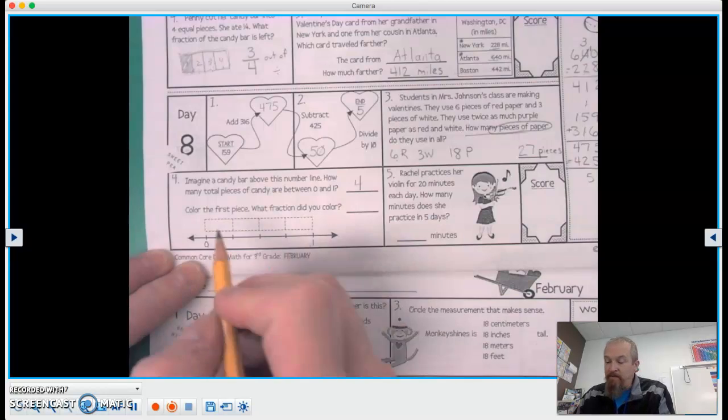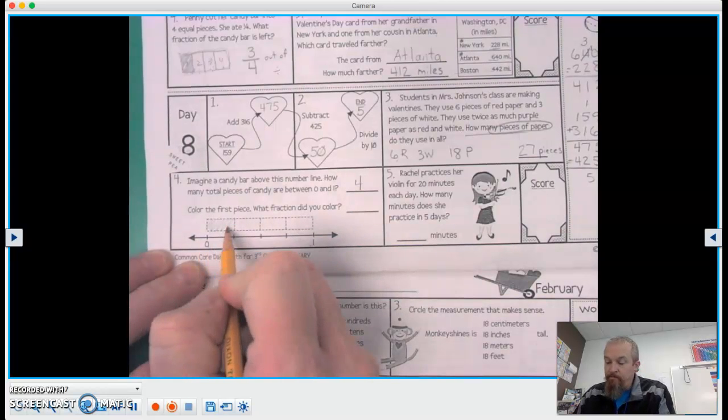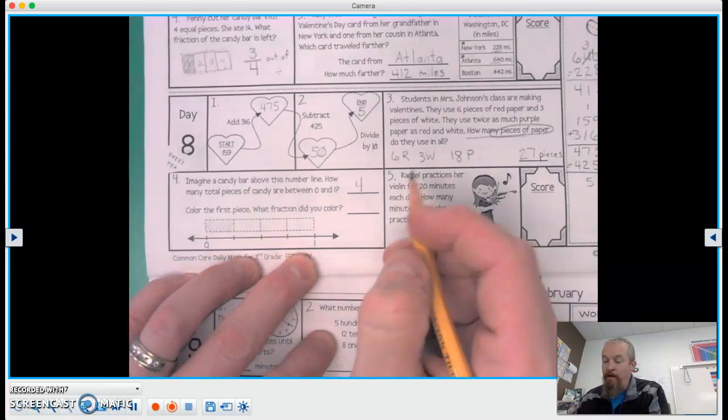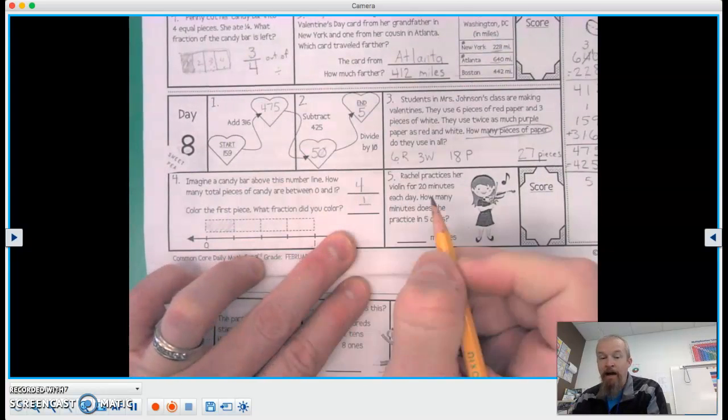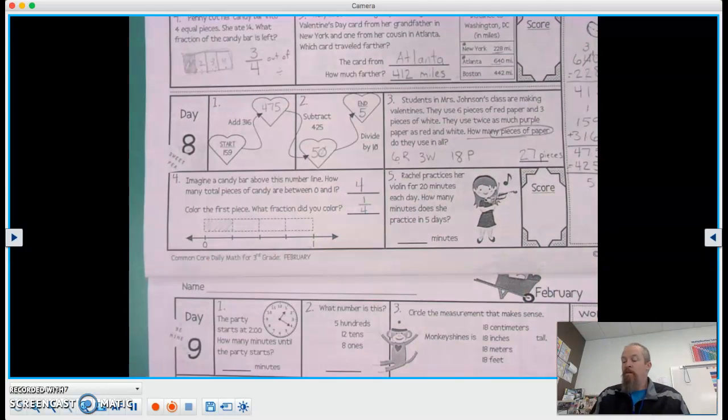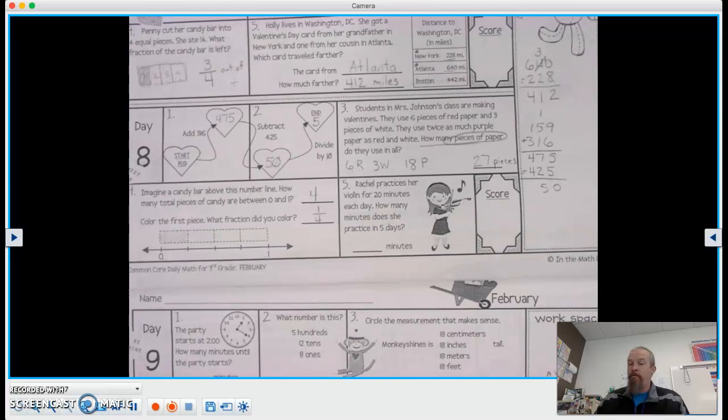Color the first piece. What fraction did you color? Well, we colored 1 out of the 4 total pieces. So we colored 1/4 of the total pieces. 1 out of 4.